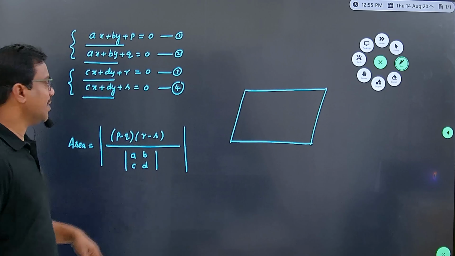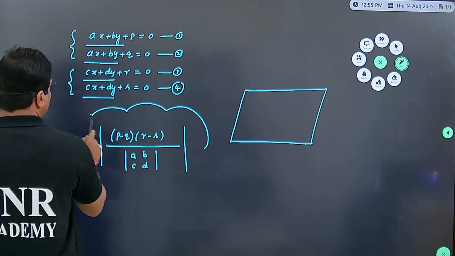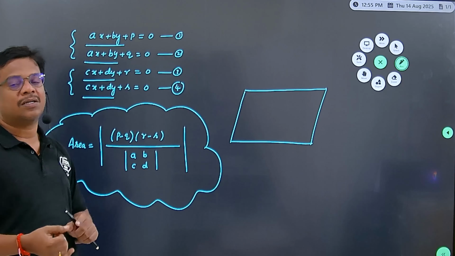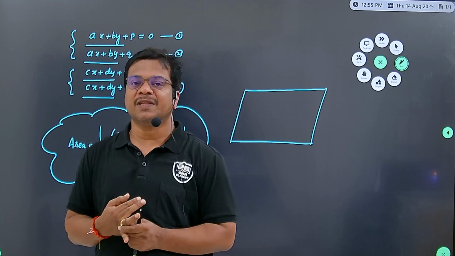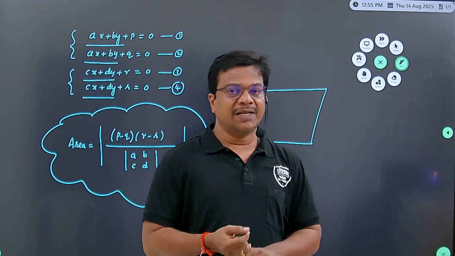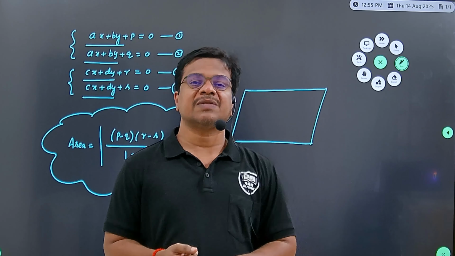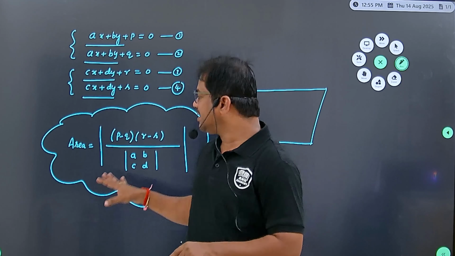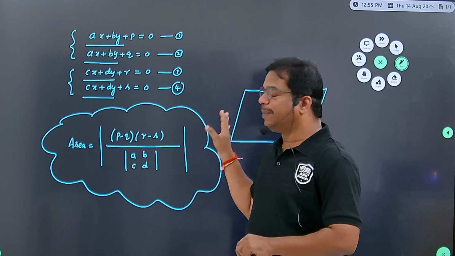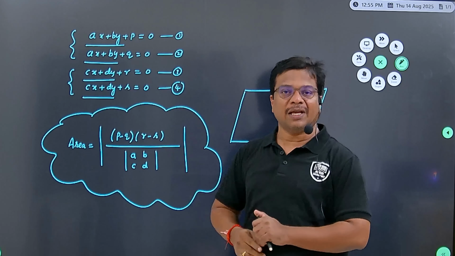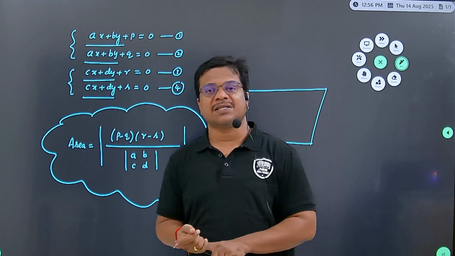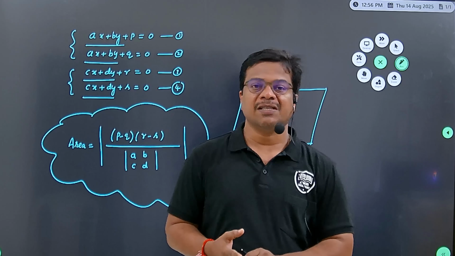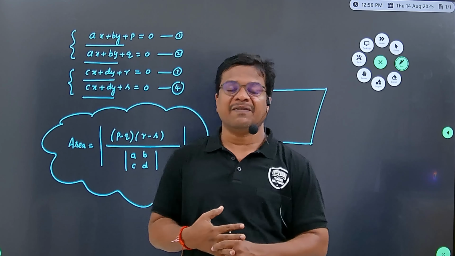Let us see the proof of this. To prove this result, we have to discuss two sub-concepts. They are the angle between two lines and the distance between parallel lines. With the help of these two topics, we can easily find the area of the parallelogram formed by these four lines. Let us first discuss what is the distance between parallel lines and what is the angle between given lines.